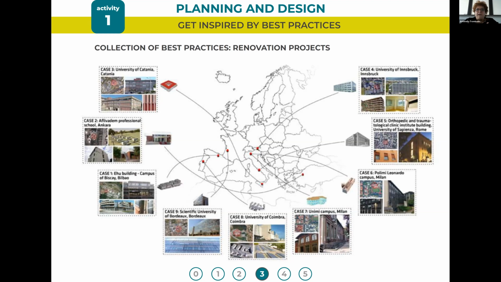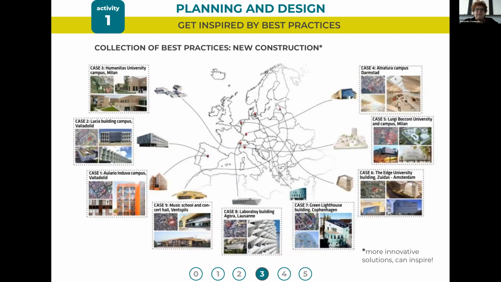So we analyze many cases. Of course, we select the cases through some critical aspects and different points, and we organize this in some data sheets. About new construction, as I mentioned, it was very interesting to analyze the innovative level, the solutions that can be very inspiring for the design process.